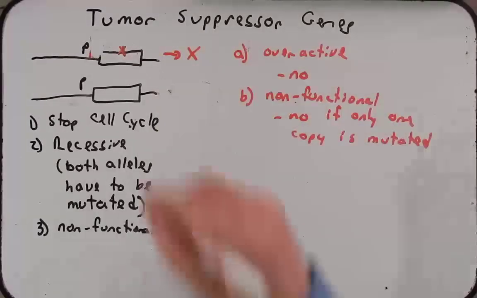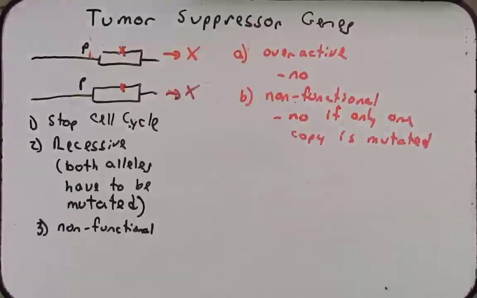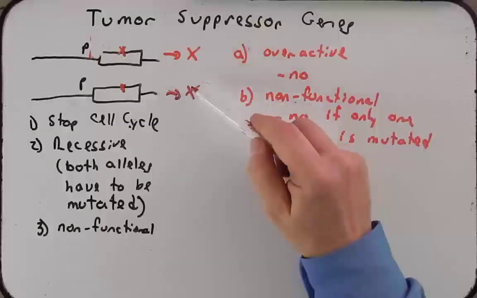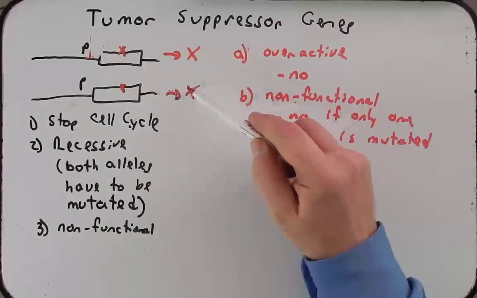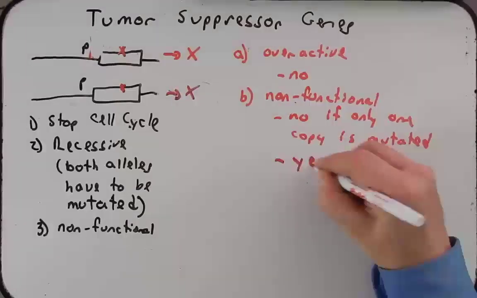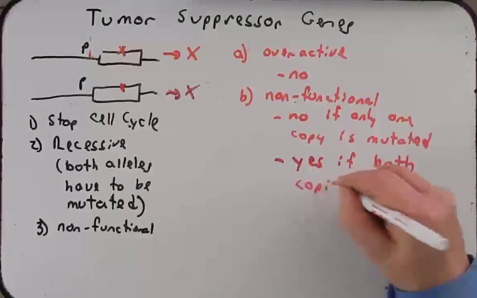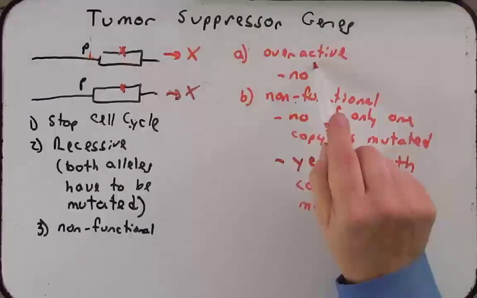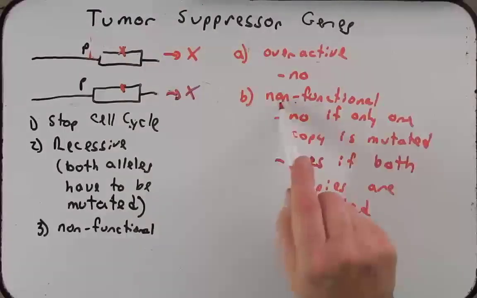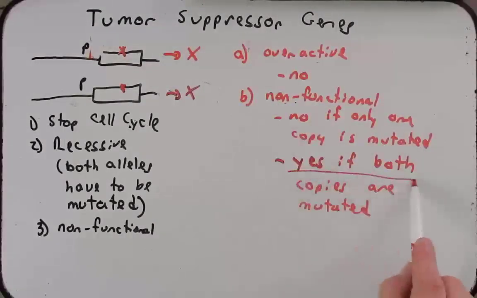But if both are mutated, both are going to produce a non-functional protein. If you don't have a protein being made that can stop the cell cycle, then the cell cycle will keep moving forward. So yes, if both copies are mutated. Or overactive mutations will not lead to cancer. Non-functional mutations will lead to cancer, but only if both copies are mutated.